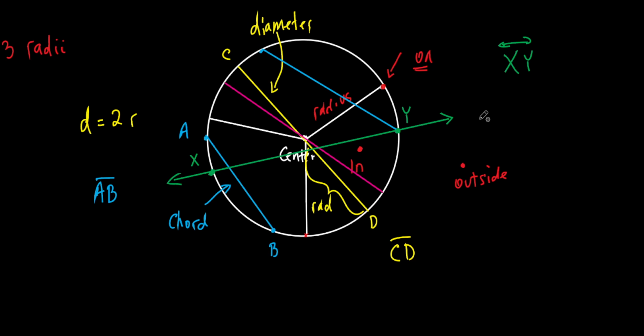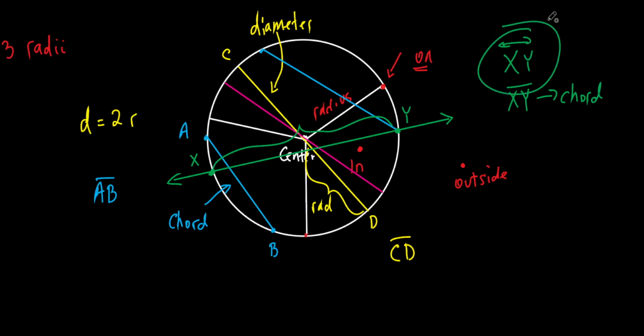But I could also look at just this part of it, couldn't I? What would that be? That would be a line segment, right? XY, which is also a what? A chord. That's right. Is line XY a chord? Is this a chord? No, it's not.